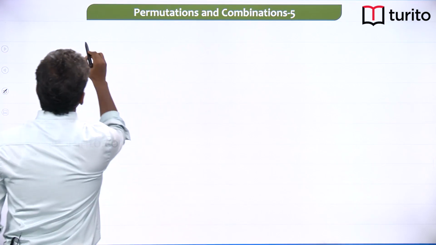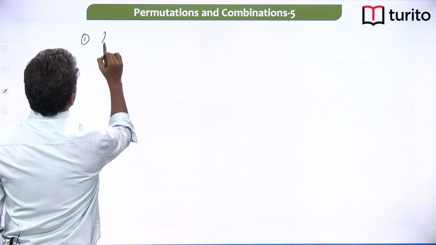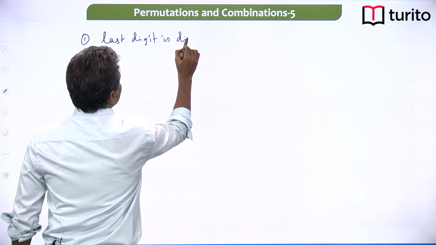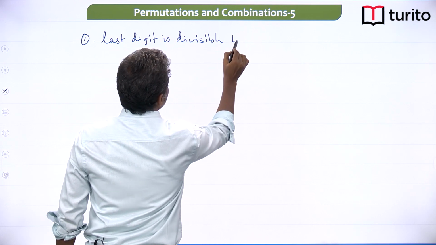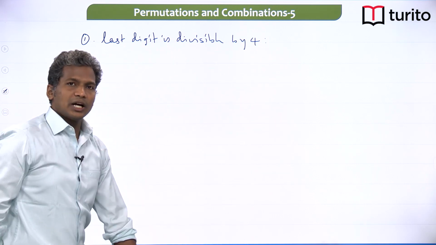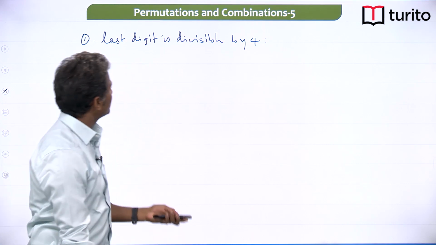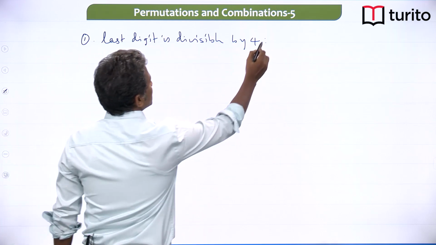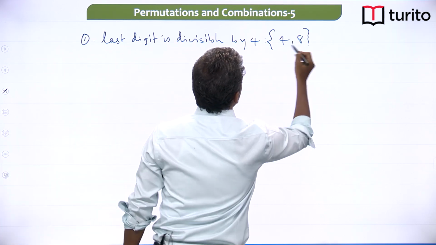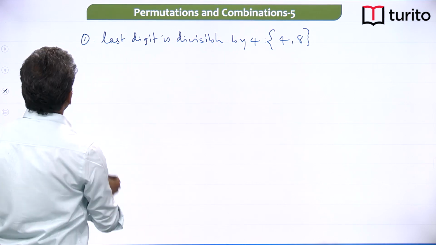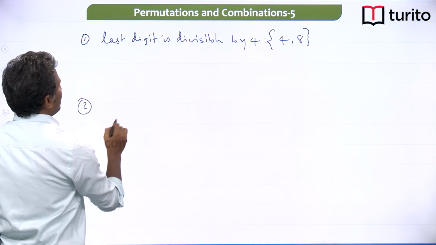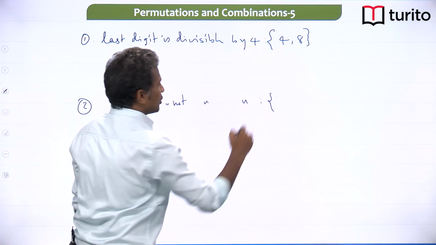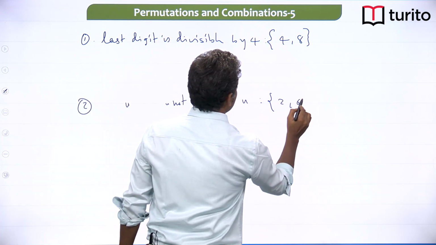So, case 1, where the last digit is divisible by 4. Okay. So, that means what are the possible cases here? So, observe here, there is no 0. So, there are only 2 options, 4 or 8. So, for the last location, in this case we are going to take only 4 or 8. Now, again for the second case, here the last digit is not divisible by 4. So, what are the options here? Only 2 and 6 are the options.